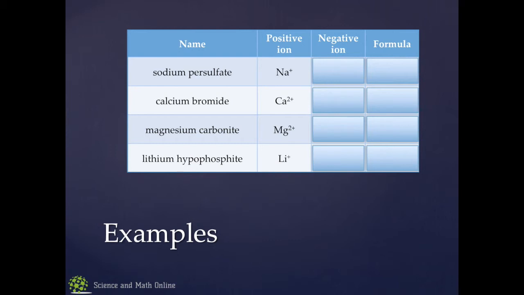Sodium persulfate. Okay, sulfur in the box normally has 4, but that per is in front of it, which means it's going to have one more, so that bumps it up to 5. So it's SO5 now instead of SO4. Charge remains the same, 2 minus. We write the formula in the same way. Nothing's changed. We do our crisscross, we get our formula.